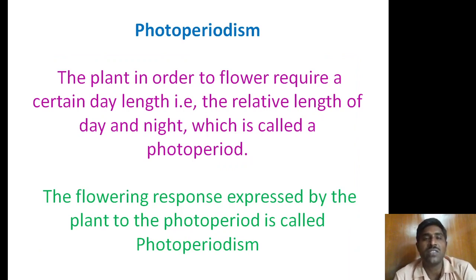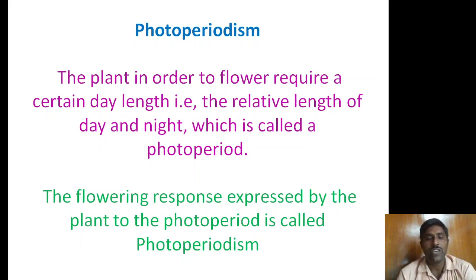What is photoperiodism? Photo means light, periodism means the amount of the period. The plant, in order to flower, requires a certain day length. That means the relative length of the day and night, which is called a photoperiod. Every plant requires a certain amount of day length or a certain amount of night period. That is called the photoperiod. Next, the flowering response expressed by the plant to the photoperiod is called photoperiodism.